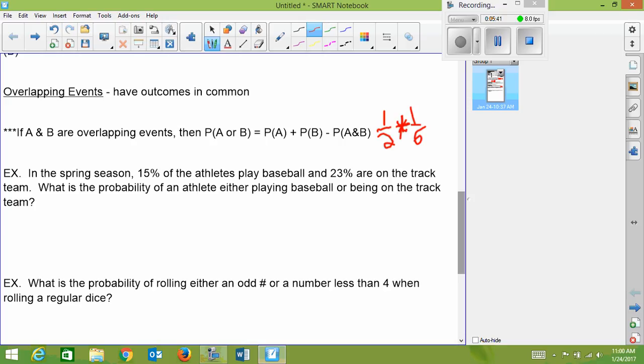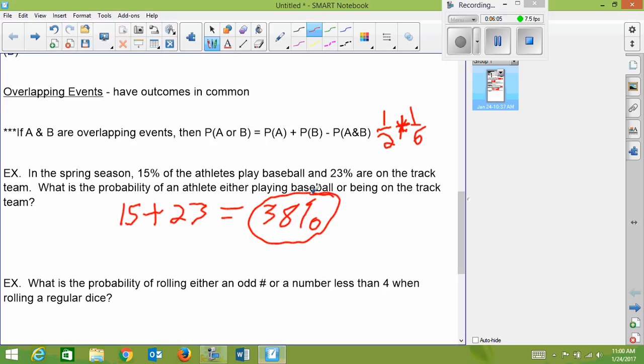Okay, so in this case, you would consider these to be mutually exclusive, okay? Because it's not saying anything about them being on the same team. So you would very simply just take the 15 plus the 23, and you would get, there's a 38% chance of an athlete either playing baseball or being on the track team, okay? If they had said, you know, 5% are on both, then you would have to consider that, but it doesn't say that, okay?